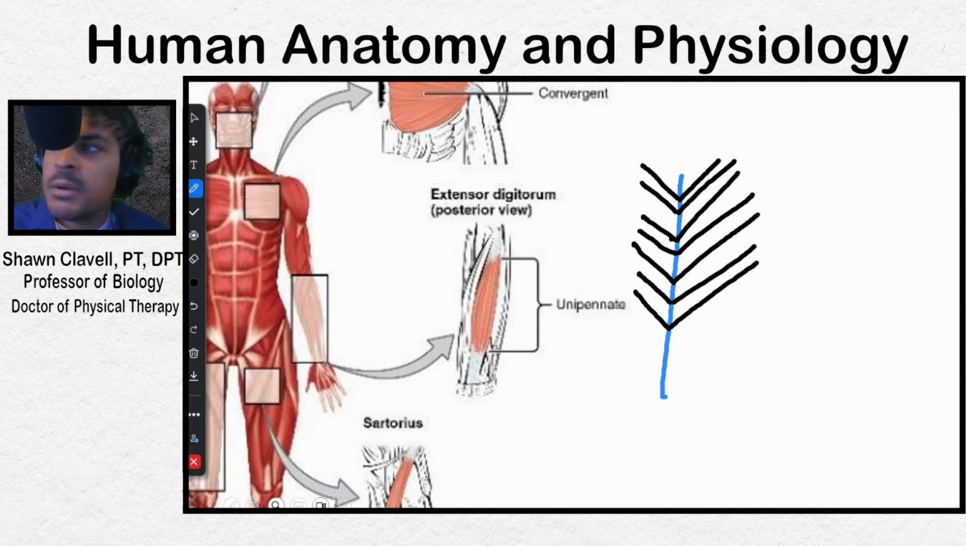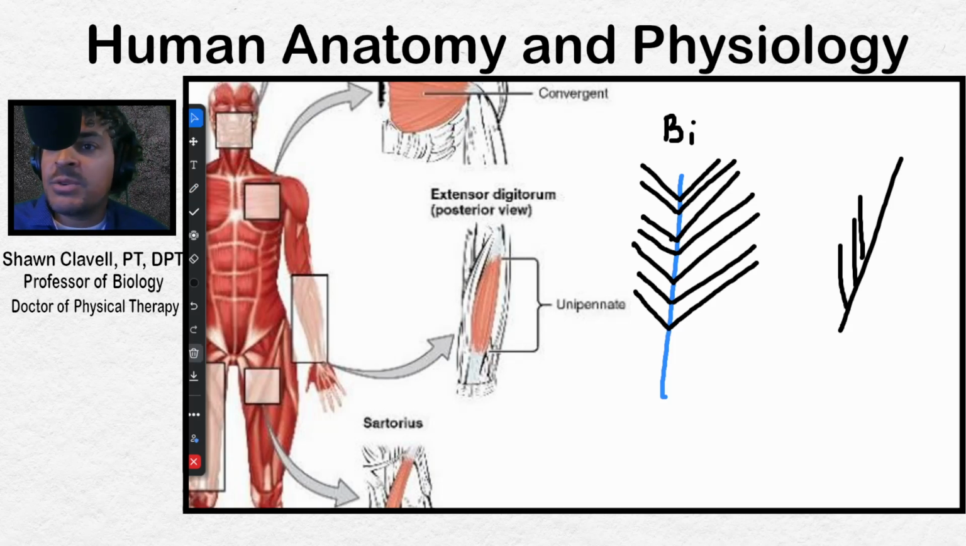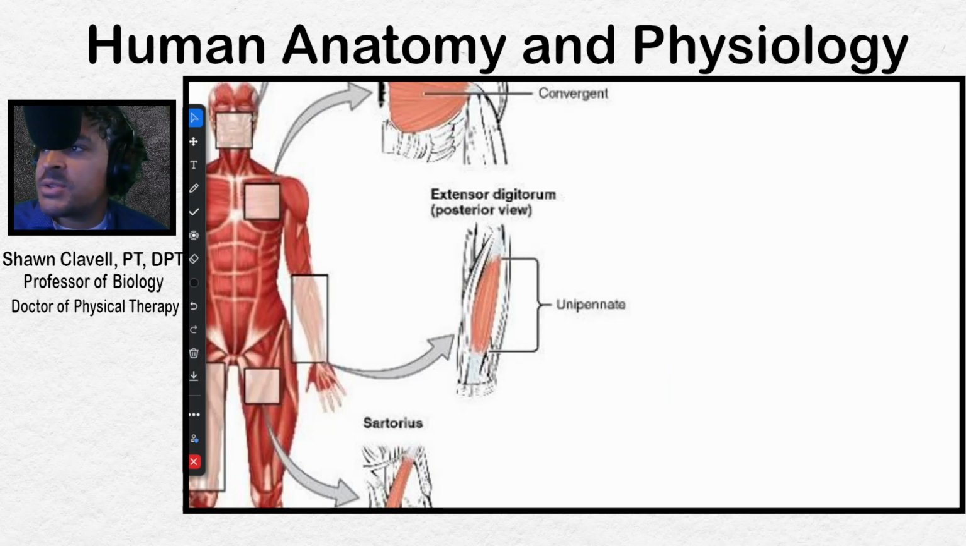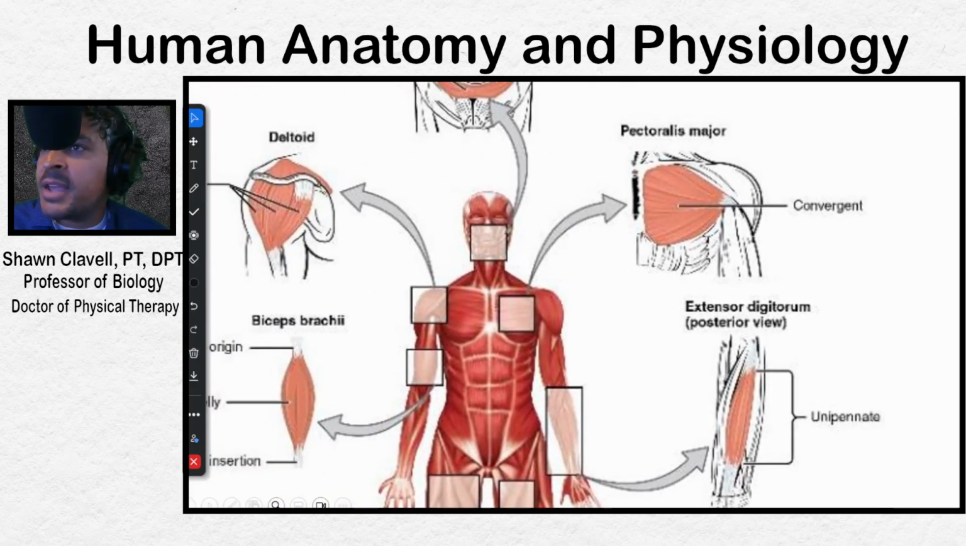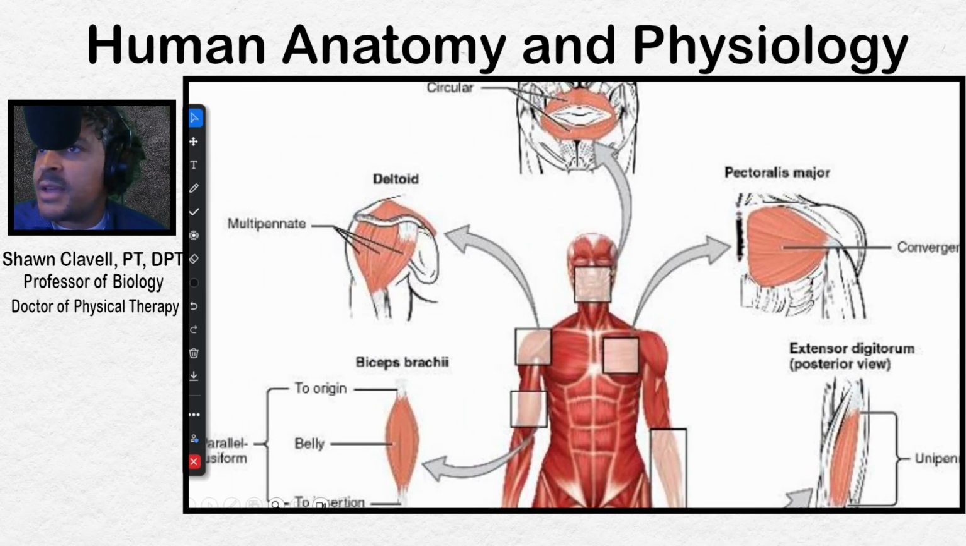And so you could have a unipennate. A unipennate comes off of one side. That's what I'm drawing now. You could have a bipennate. That's what I just demonstrated. It kind of looks like a leaf or a feather. And then you can have a multipennate, which is a muscle like the deltoid.